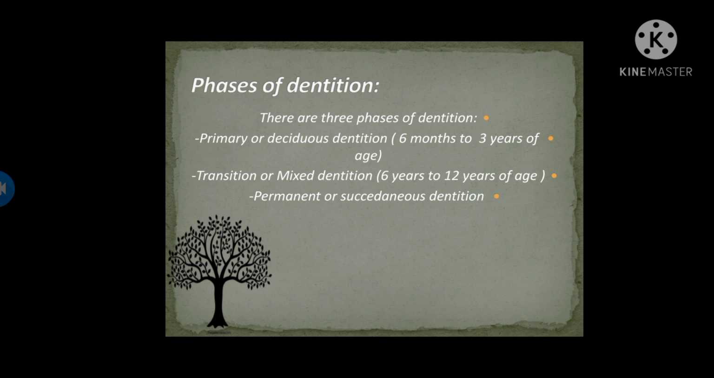Then comes the third phase, that is the permanent dentition phase. In this phase we will have a complete permanent dentition up to the age of 14 to 15 years, except the third molar tooth, which will erupt from 18 to 25 years of age.